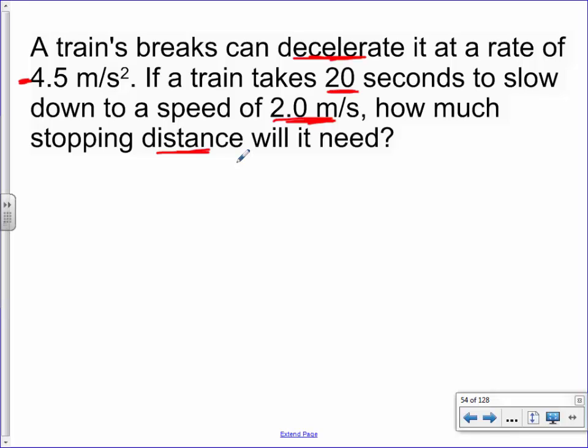So one of the things I like to suggest then, let's just write down what we know. Okay? We have an acceleration of negative 4.5 meters per second squared. We have a time, 20 seconds.